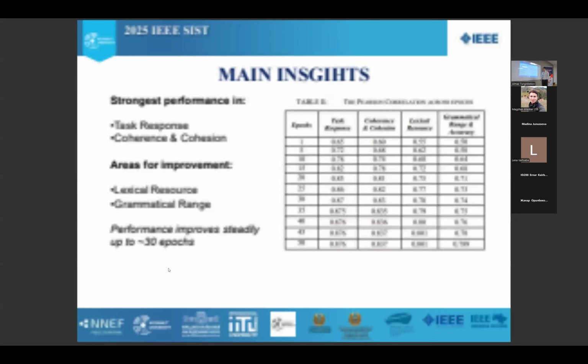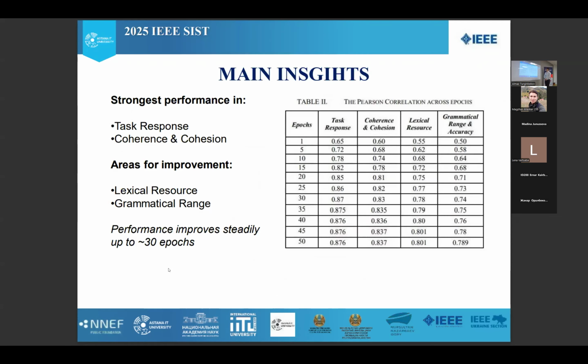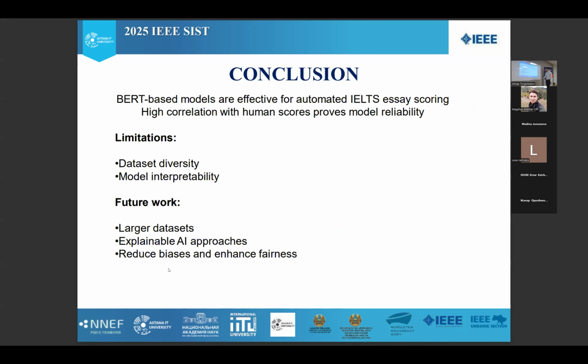4 criteria. And the main insights: Pearson correlation was used to evaluate linear relationships, because this evaluation method best fits since we have 4 evaluation criteria, and the strongest point was in task response, coherence and cohesion, and so on.